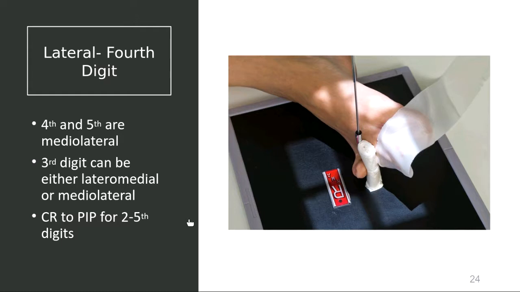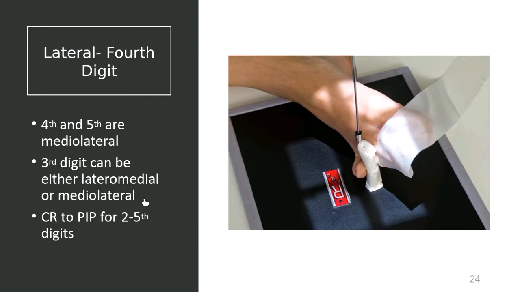Digits 3, 4, and 5 typically are the mediolateral, meaning you're rolling the foot out towards that bump, that lateral malleolus on your ankle. This would be the inside of the foot. Right now, technically, I said 4th and 5th are mediolateral. Truly, the third digit, you can go either way.